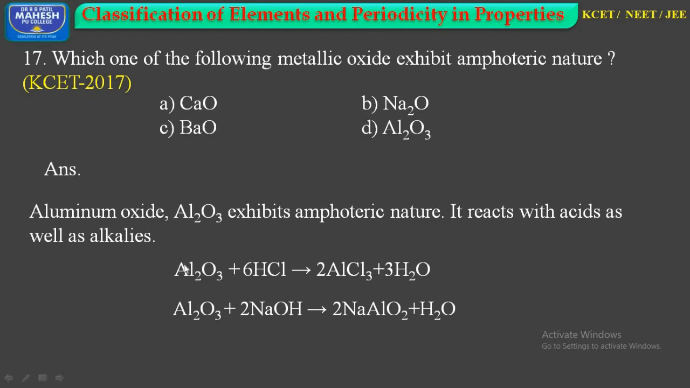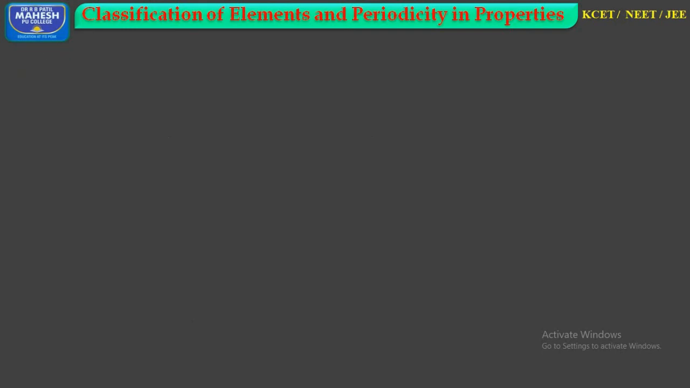So students, our aluminium oxide reacts both with HCl as well as sodium hydroxide. So it is behaving as a base when it is reacting with the HCl, and it is behaving as an acid when it is reacting with sodium hydroxide. So with this we can say that option D is the right answer, aluminium oxide has amphoteric nature. Moving to the next question.